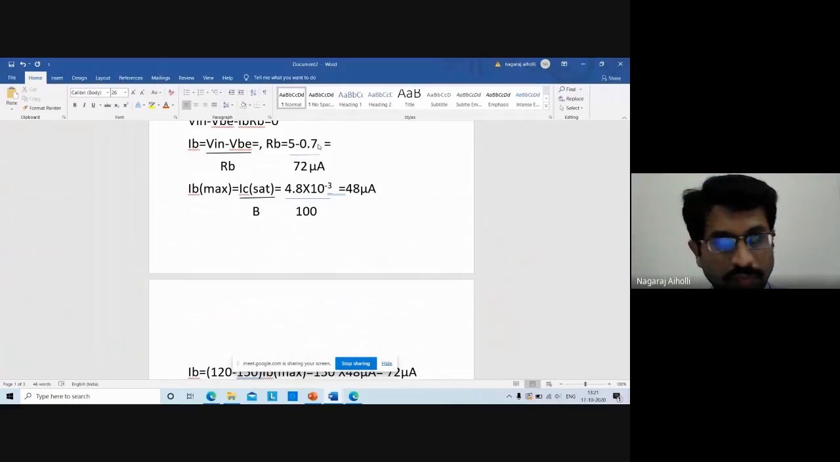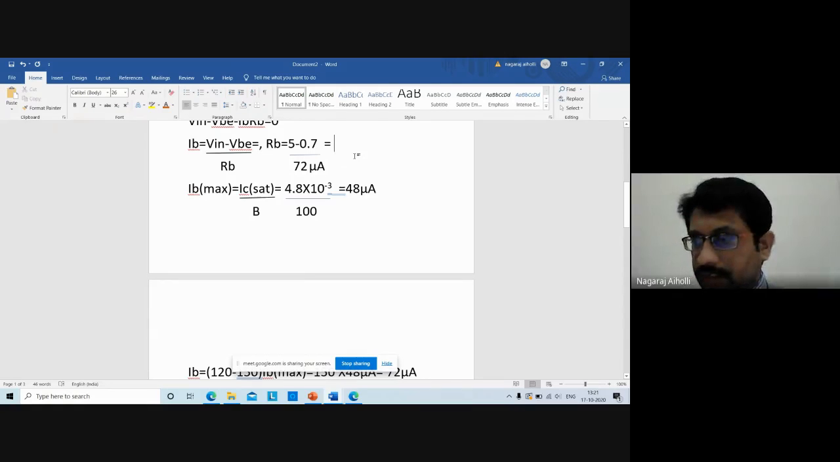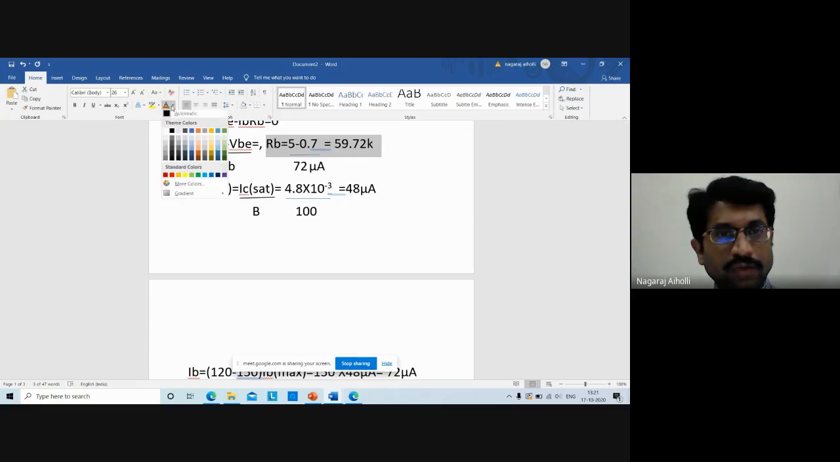5 minus 0.7 is 4.3 volt, divided by 72 microampere. How much do you get? Tell me the answer. 5 minus 0.7 is 59.72 kilo ohm. Exactly. The answer is 59.7222, or 59.72 kilo ohms. So we got the value of RB. The value of RB is 59.72 kilo ohms.